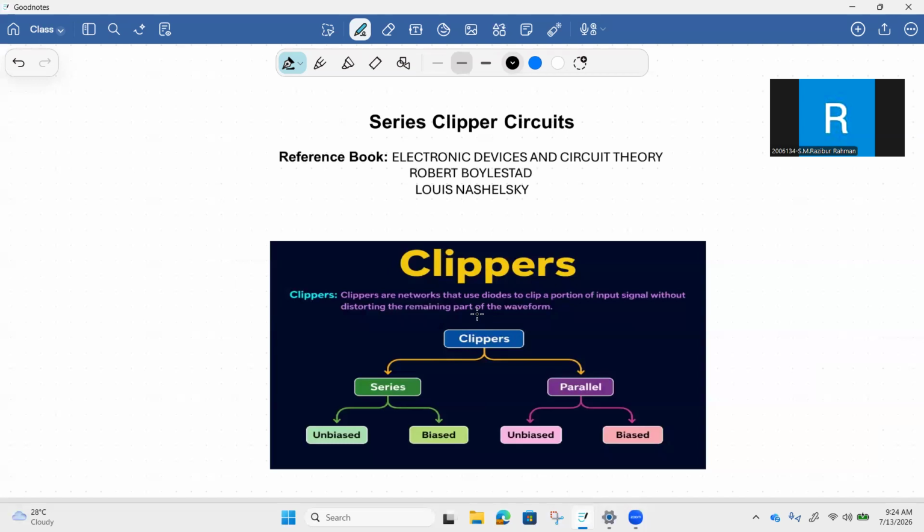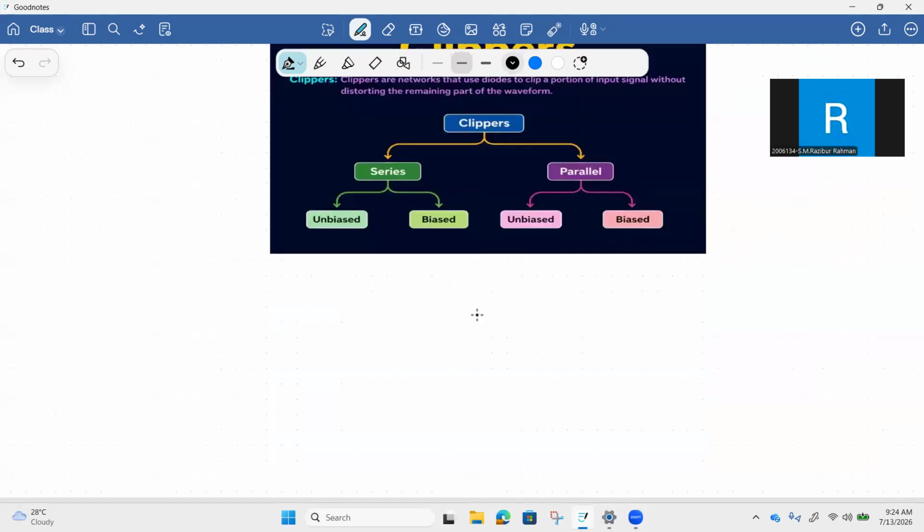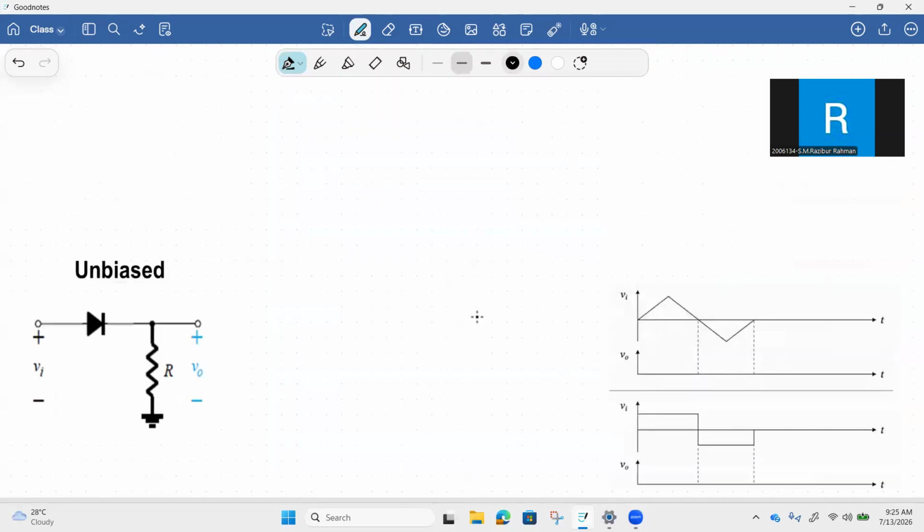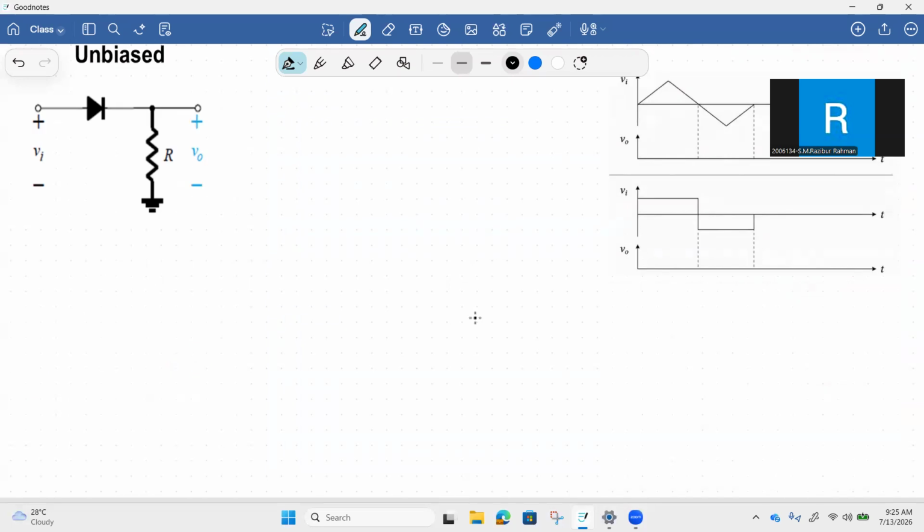And based on the availability of another DC supply, both series and parallel clipper circuits can be classified into biased and unbiased configuration. So first we will discuss the unbiased series clipper circuit. Here the diode is in series configuration with the load.